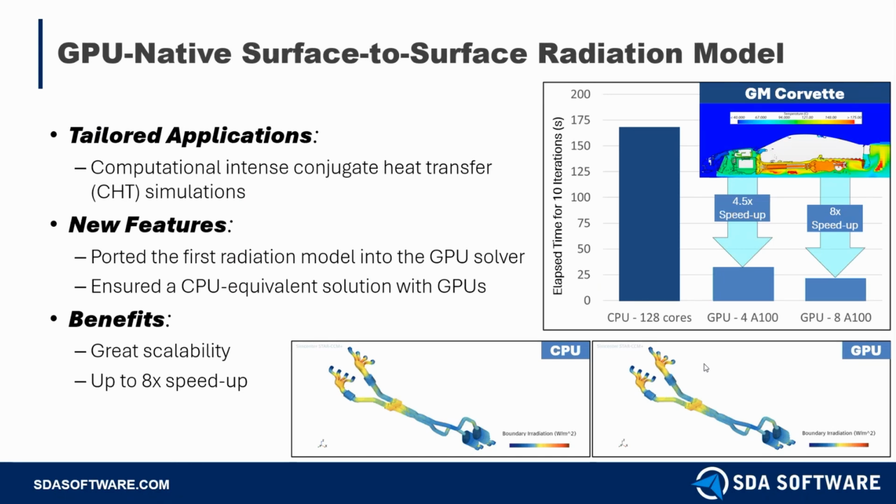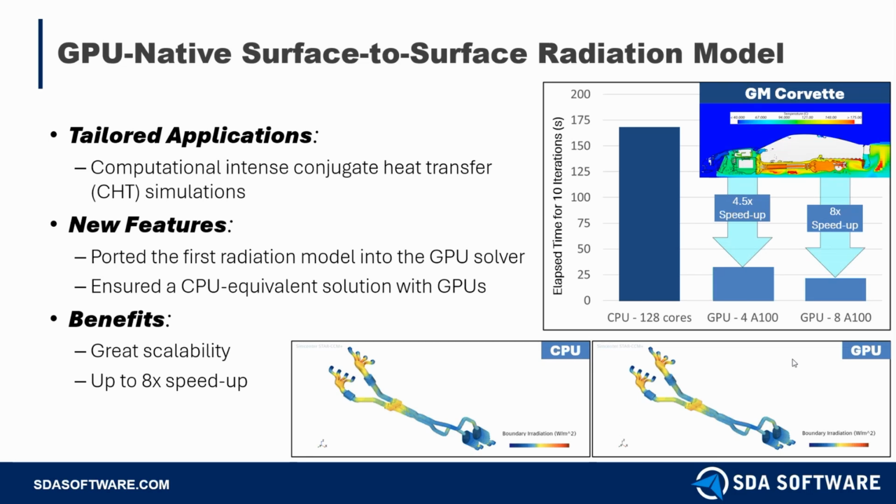Let's move on to the last feature in this category. The surface-to-surface radiation model has now been ported to the GPU solver. This allows computationally intensive heat transfer simulations to be computed using GPUs. The GPU-native surface-to-surface radiation model is verified to produce a CPU-equivalent solution to ensure accuracy. If we look at the CPU solution and the GPU solution in the bottom right corner, they are essentially identical.